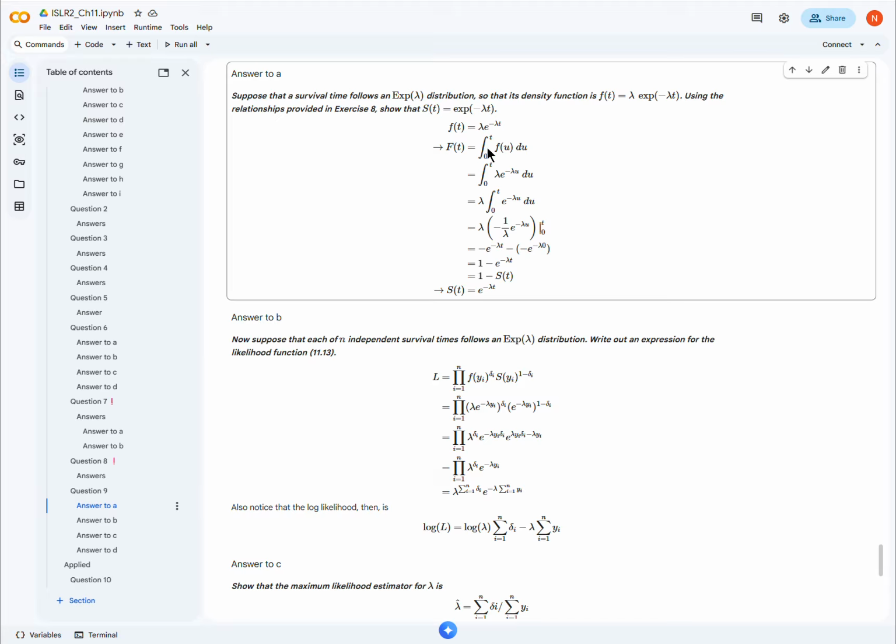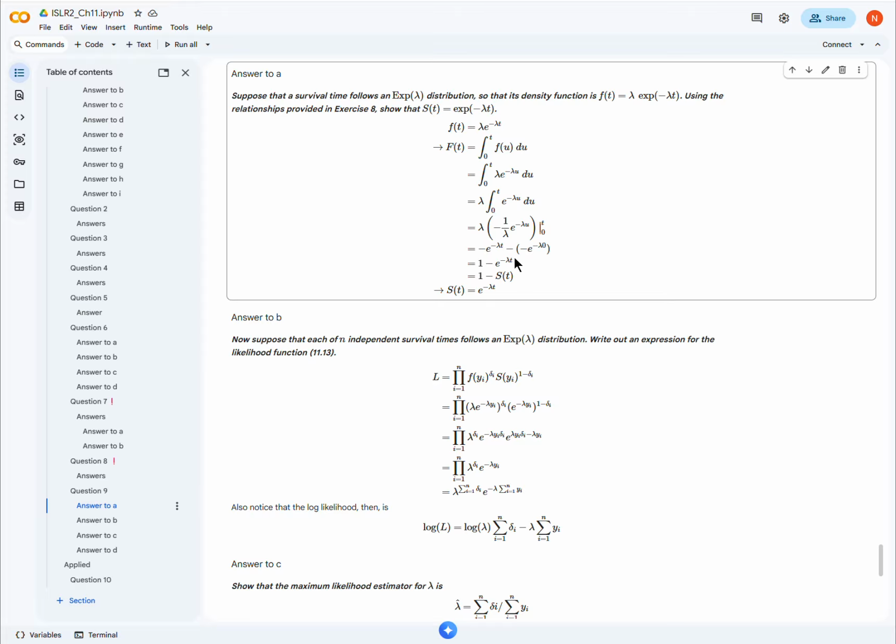Okay, and so if we just go through and work all of that out, we have f of u, because we're going to integrate up to t, right? So it'll become a function of t eventually. We get our density function. We can take the lambda outside of the integral since it's not a function of u here. And then when we take that integral, we get this expression right here, and we evaluate it at u equals t and u equals 0, subtract them from one another, and we come out with this.